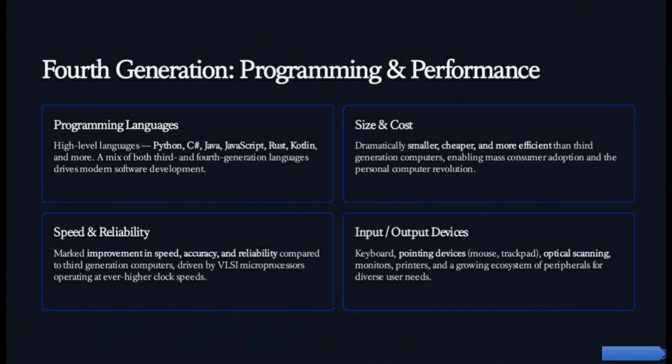Some of these languages were developed much later. They are examples of modern high-level programming languages that show how programming continued to develop as computers became more advanced. High-level languages are easier for humans to understand compared with writing instructions directly in machine language or binary.